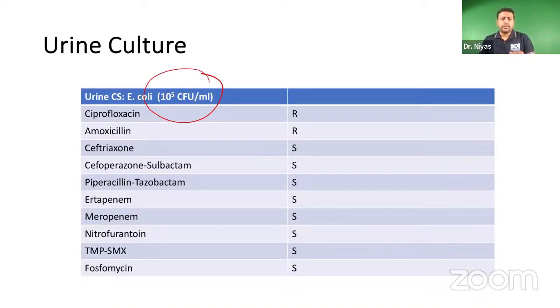So you can see there is E. coli, and E. coli is sensitive to ceftriaxone, cefoperazone sulbactam, piperacillin tazobactam, etc. So what will you do with this patient, and what is the clinical syndrome? Again, we look at the clinical syndrome. What is the clinical diagnosis?